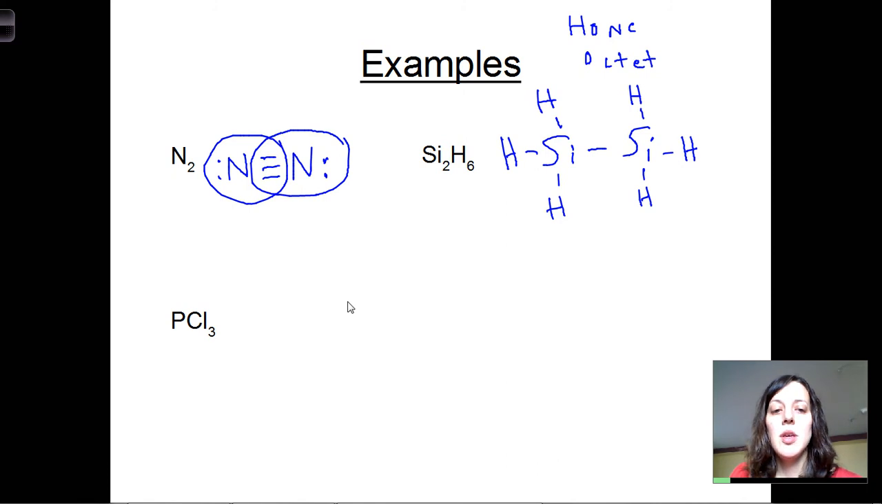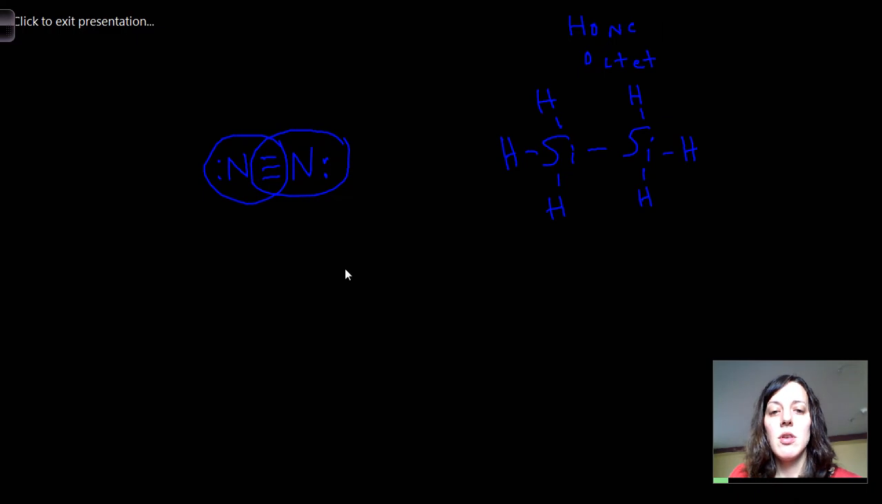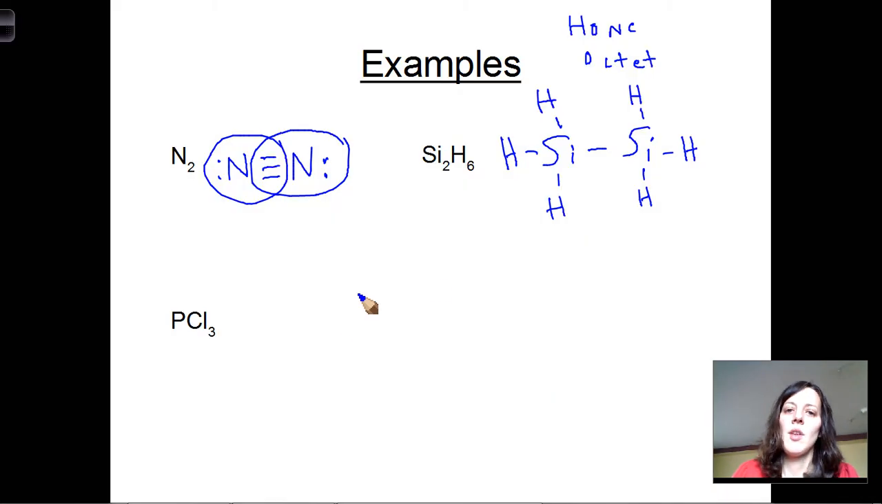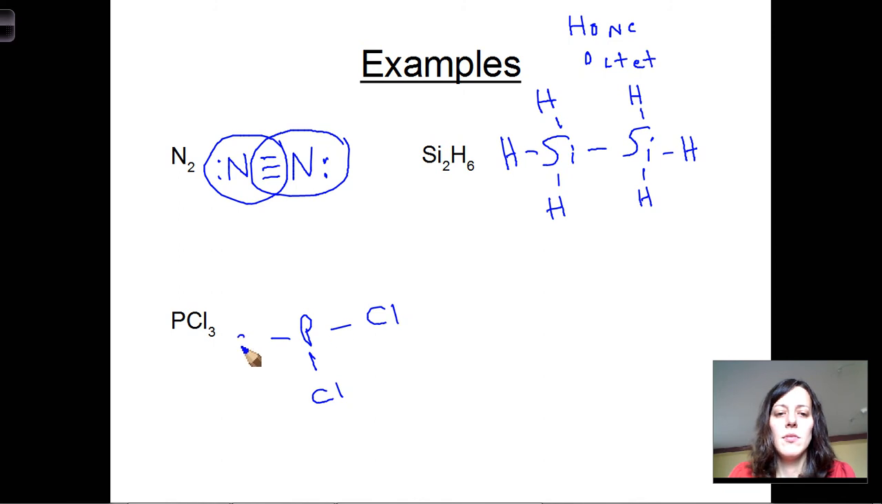So we're going to put P in the middle and surround it by the chlorines. Sorry. P goes in the middle. We're going to surround it by chlorines. Phosphorus has formed its 3 bonds, obeying the HONC rule. Chlorine, each one of them has formed 1, obeying that rule.